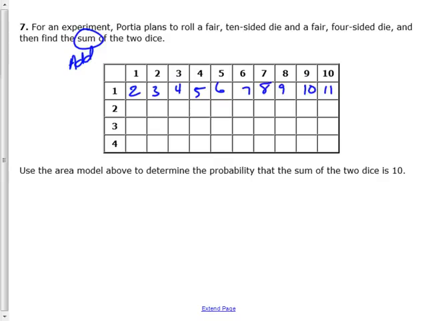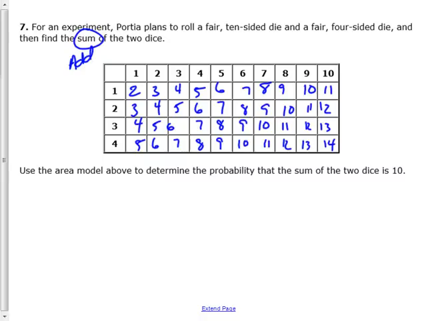10, 11. And then we're going to do 2 plus 1 is 3, and 4, 5, 6, 7, 8, 9, 10, 11, and 12. 3 plus 1 is 4, 5, 6, 7, 8, 9, 10, 11, 12, 13, and then 4 plus 1 is 5, 4 plus 2 is 6, and we have 7, 8, 9, 10, 11, 12, 13, and 14.